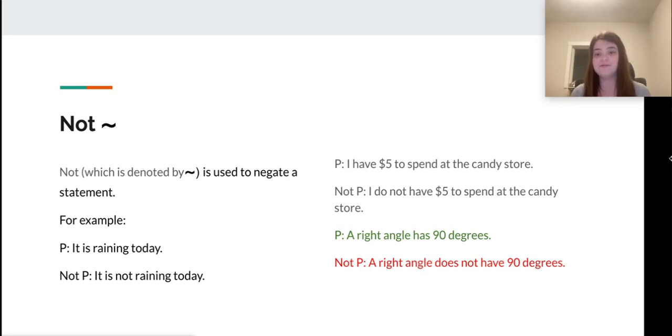Same with I have $5 to spend at the candy store. Either that is true or it is untrue. It can't be simultaneously true that I do and do not have $5 to spend at the candy store.